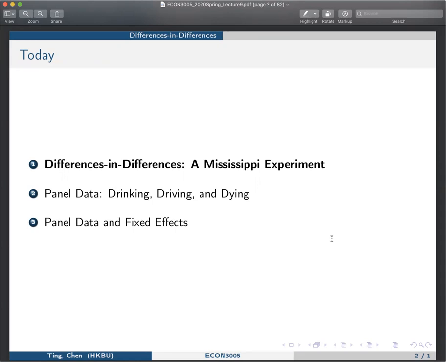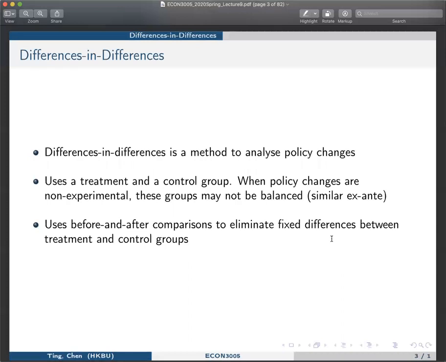And also, there is one particular estimation method other than the simple OLS estimate we have introduced. That's called the fixed effect model. And we will also introduce that in today's lecture. So about diff. Diff itself is a method we use in econometrics to analyze policy changes.